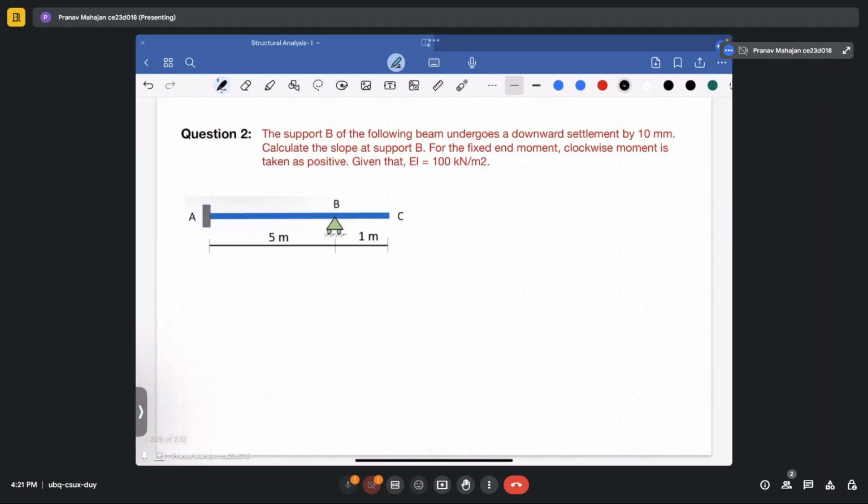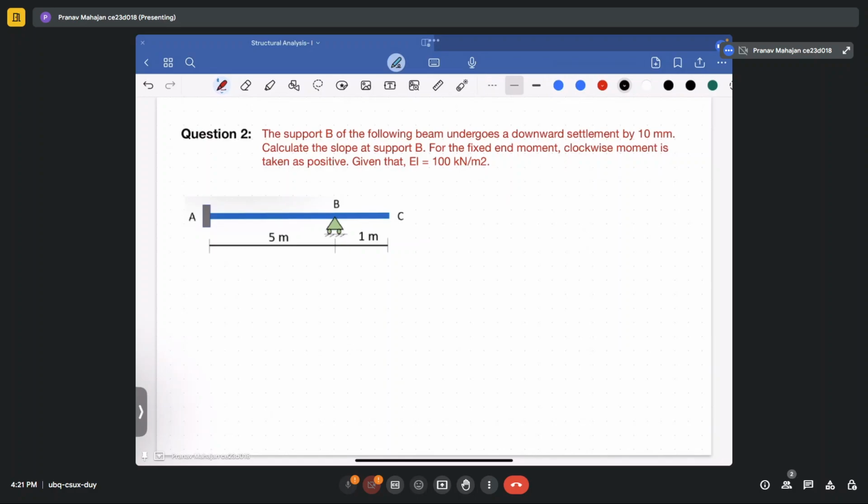So now let's move to the next question. In this question, it is provided that the support B of the following beam undergoes downward settlement of 10 mm. Let me read it first, and then I will explain the meaning. Calculate the slope at the support B for fixed end moment. Clockwise moment is taken as positive, given EI is equal to 100 kilonewton meter square.